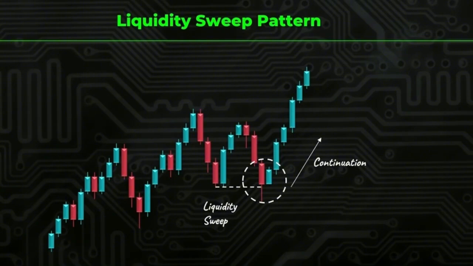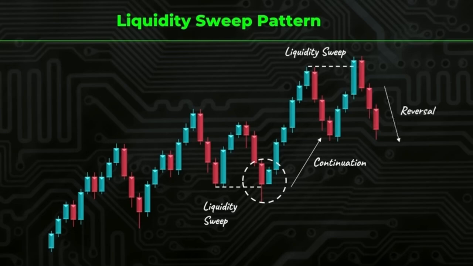In an uptrend, the bullish liquidity sweep is a sign of upward continuation, and a bearish liquidity sweep signals a possible reversal. The same concept applies to a downtrend. A bearish liquidity sweep signifies a downward continuation, and a bullish liquidity sweep signals a possible reversal.